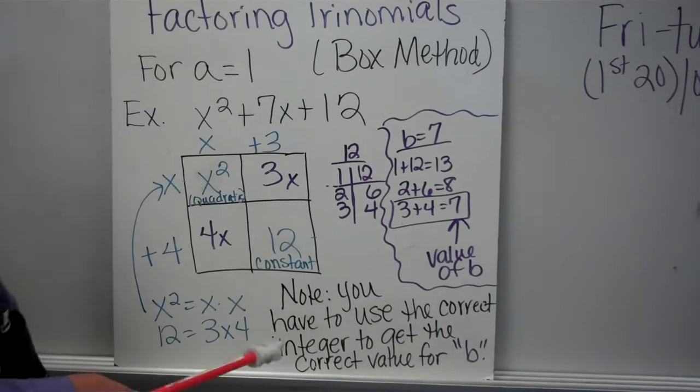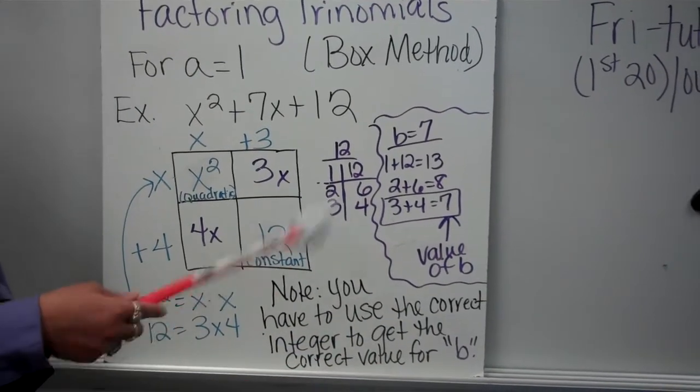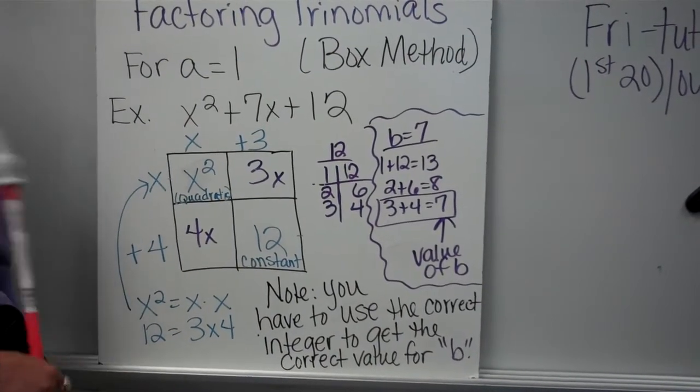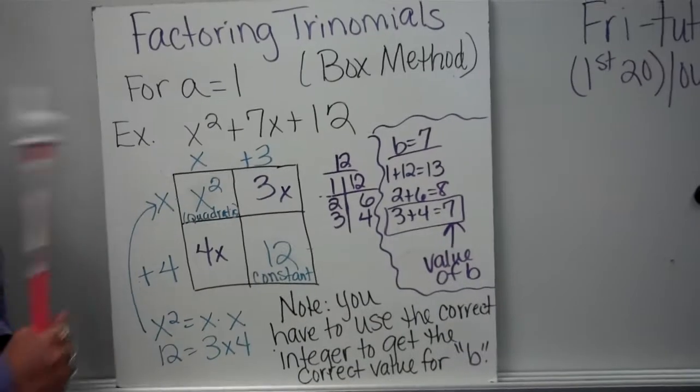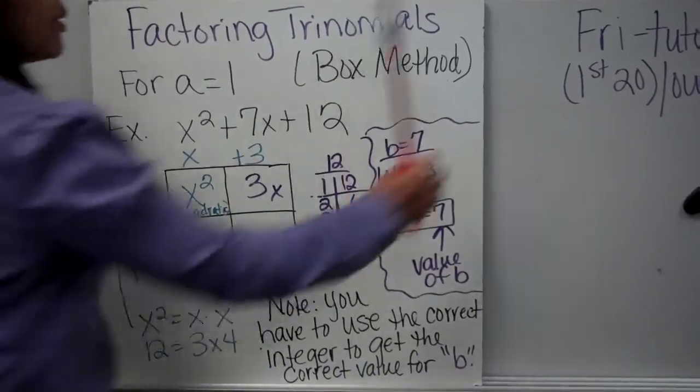Alright, remember, you have to use the correct integer to get the correct value for b. So in a problem involving subtraction, which you'll see in a minute, you have to make sure you put a negative sign on one of these if you need a negative b value.